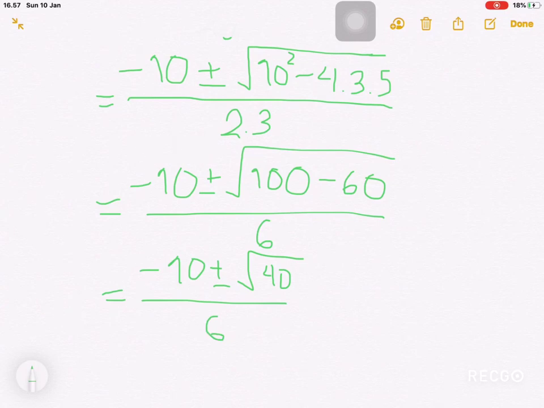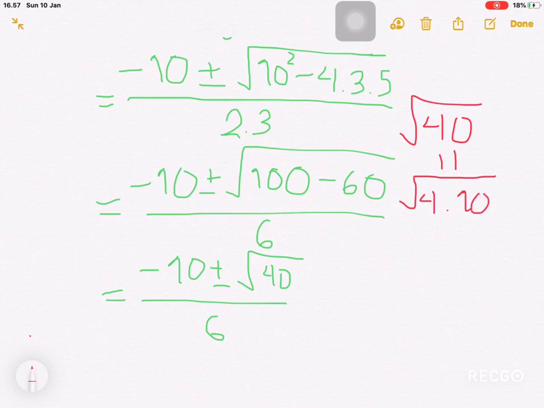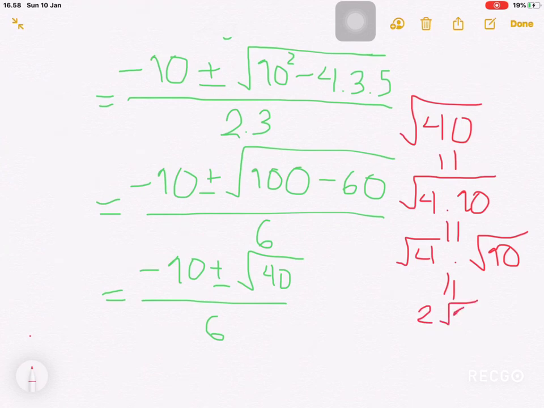Okay, now for the next step, we can simplify this square root of 40 by rewriting it as follows. Square root of 40 is equal to, we can rewrite this as 4 times 10, and notice it doesn't really change anything. And next, we're going to take the square root separately. So we're going to have square root of 4 times the square root of 10, and square root of 4 is just 2, multiplied by square root of 10. And there we go. Now I'm going to rewrite this on here.